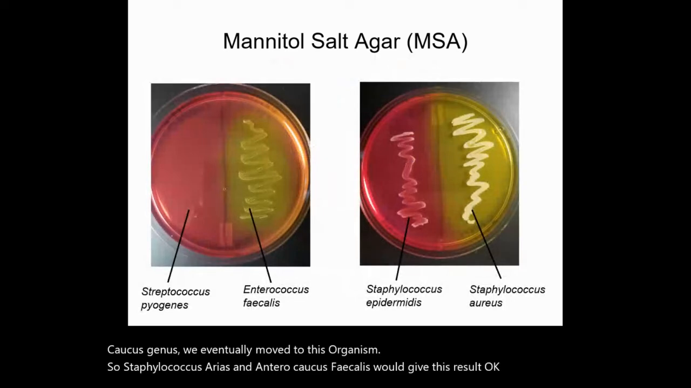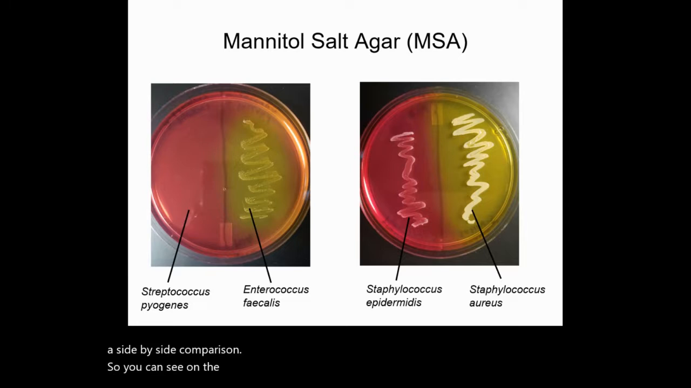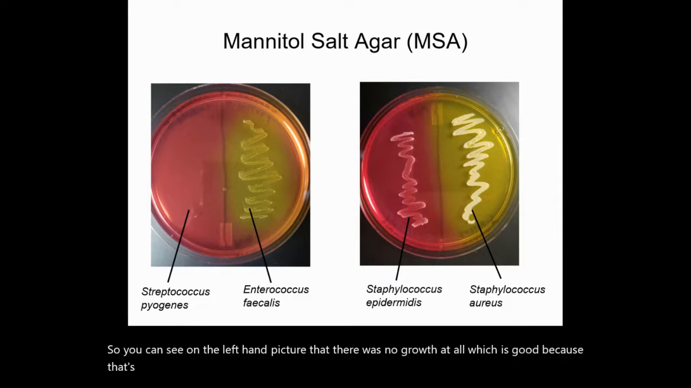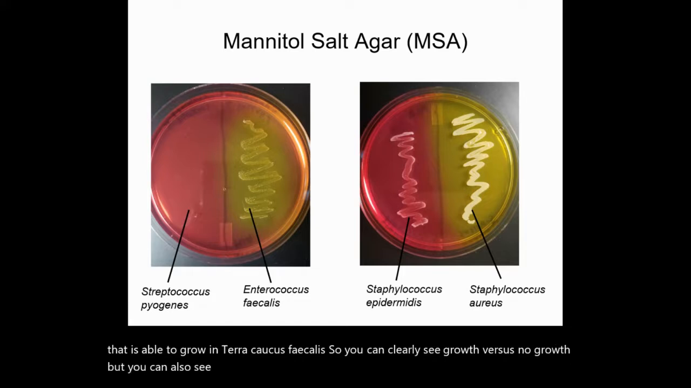Okay, so let's just do a side-by-side comparison. You can see on the left-hand picture that there was no growth at all, which is good because that's a Streptococcus organism. They are salt intolerant. But you can see the streptococci that is able to grow, Enterococcus faecalis. So you can clearly see growth versus no growth, but you can also see that yellow color change that happens when fermentation occurs versus no fermentation. And you see that again on the right.